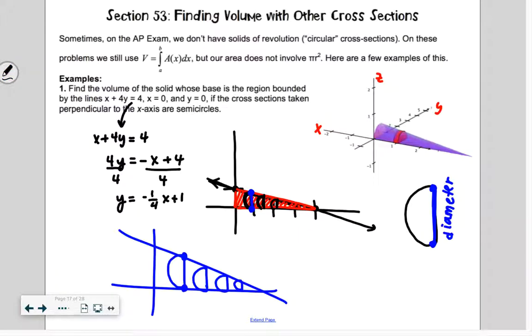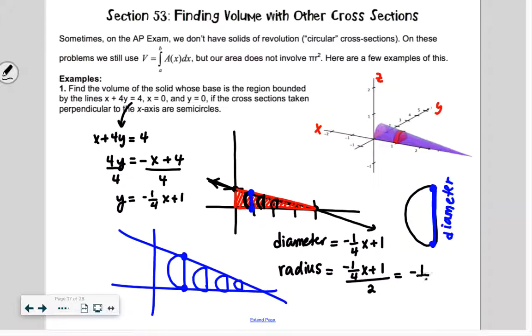All right, so if I'm keeping some notes here, my diameter was that blue line that I drew in, which is going to be the top curve minus the bottom, which is negative 1/4 x plus 1. So how would I get the radius in order to figure out the area of the semicircle? I need the radius, right? Divide that function by 2. So I could write it as negative 1/8 x plus 1/2. So then my area of a semicircle is not pi r squared, but it's actually pi r squared divided by 2, right?